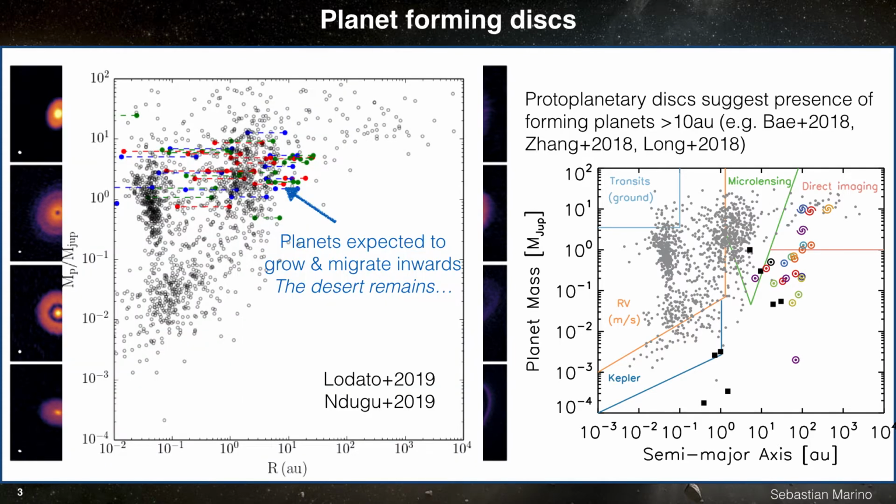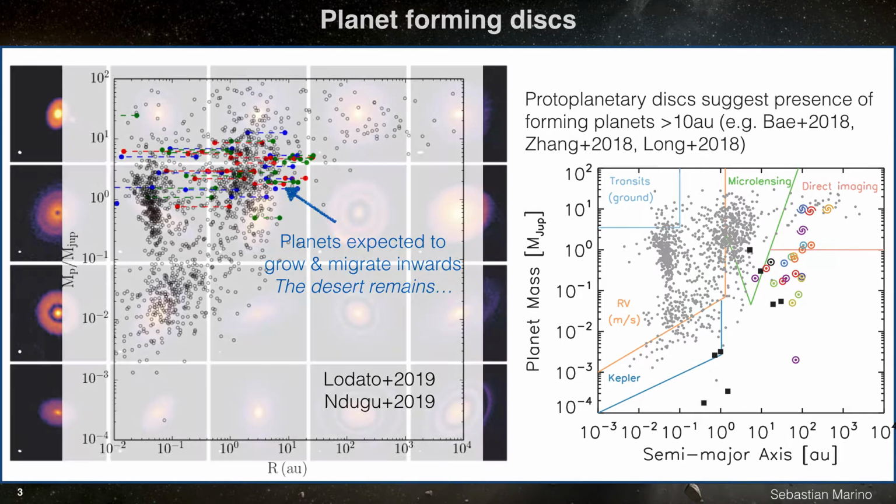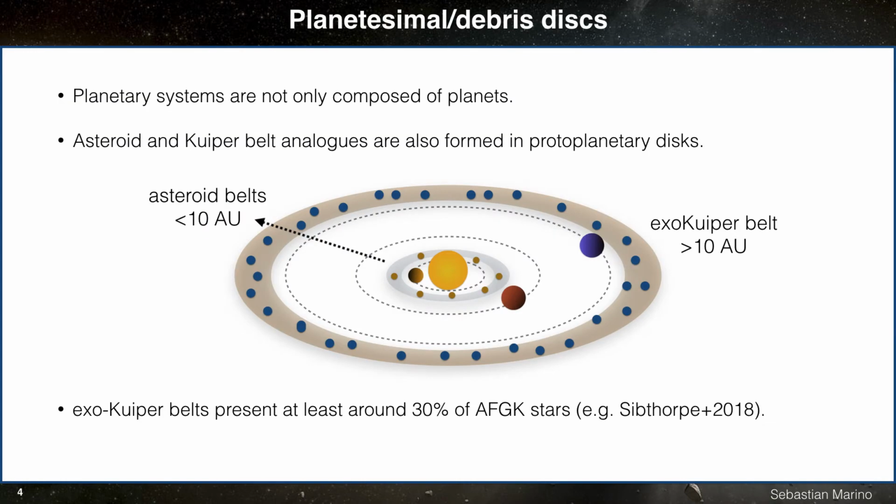However, as shown by Lodato and Dugu, those planets are expected to continue growing, becoming gas giants, and possibly migrating inwards to end up at a few AU. The good news is that there is a different way to probe the outer regions.